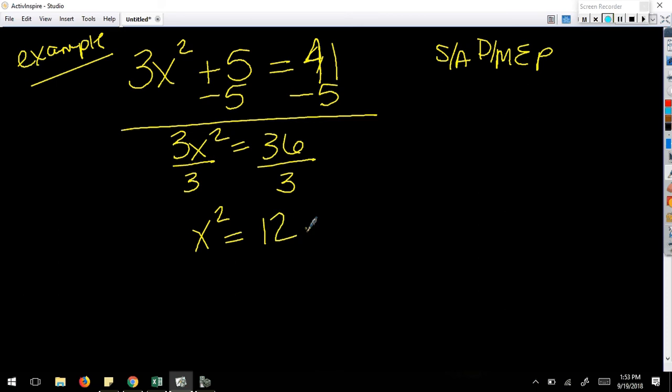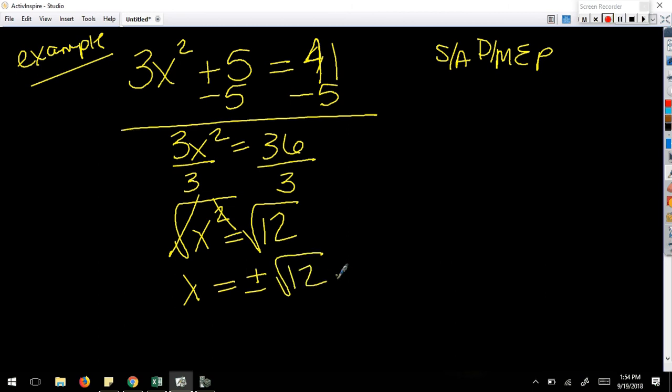Only difference is that little exponent sitting right on there, right? How do I get rid of that little exponent sitting right there? Square root. This is gone. So now my question is, am I done? Why? I need to simplify it. What can I take out of 12 that is a perfect square? 4 times what? 3.